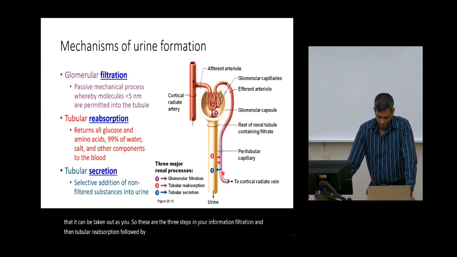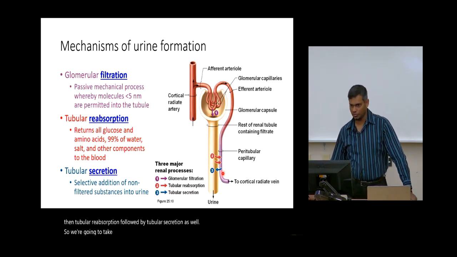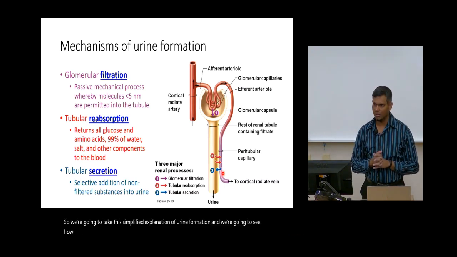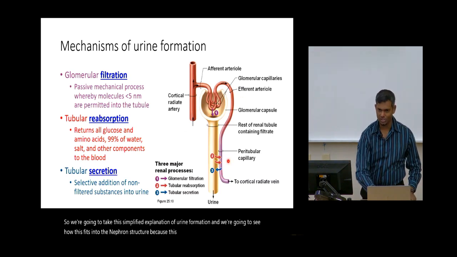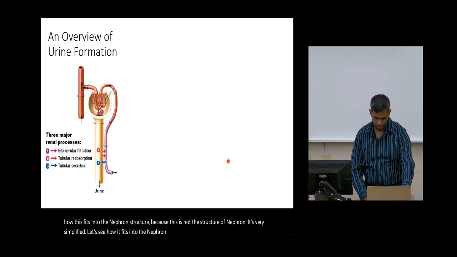Okay, so these are the 3 steps in urine formation: filtration, and then tubular reabsorption, followed by tubular secretion as well. So we're going to take this simplified explanation of urine formation, and we are going to see how this fits into the nephron structure. Okay, because this is not the structure of a nephron, it's very simplified. Let's see how it fits into the nephron structure.